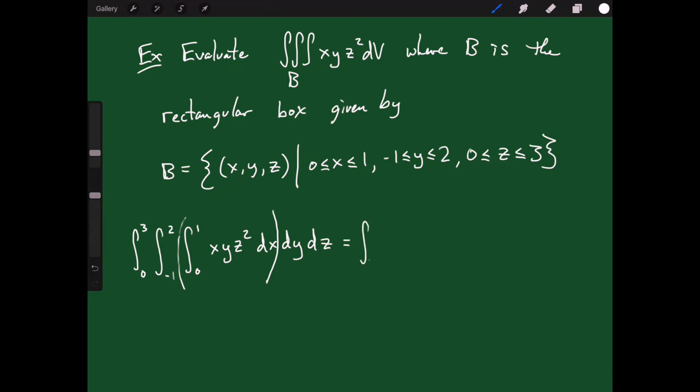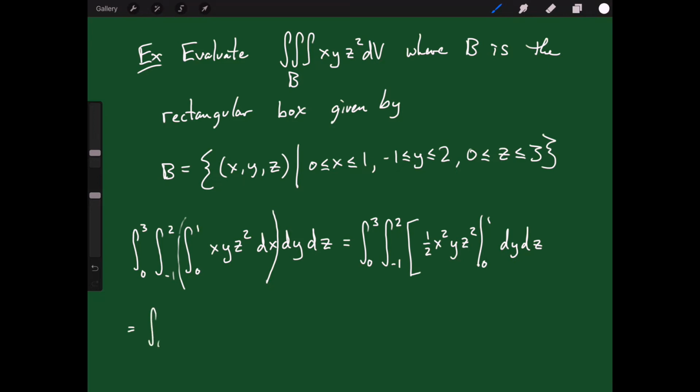So I still have this integral from 0 to 3. I still have this integral from minus 1 to 2. And then the antiderivative here is going to be 1/2 x squared yz squared. That's going to be evaluated from 0 to 1. And then I still have a dy and a dz on the end. Okay, so let's plug in the 1 and the 0 here.